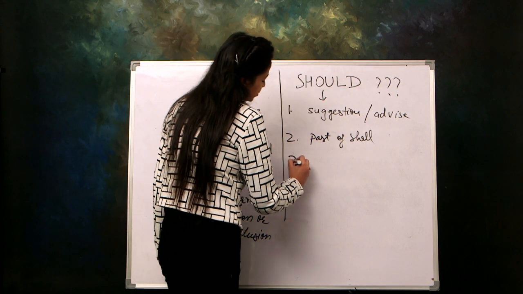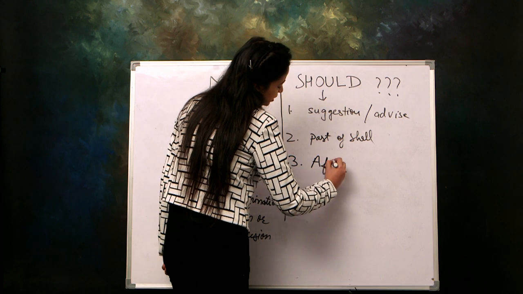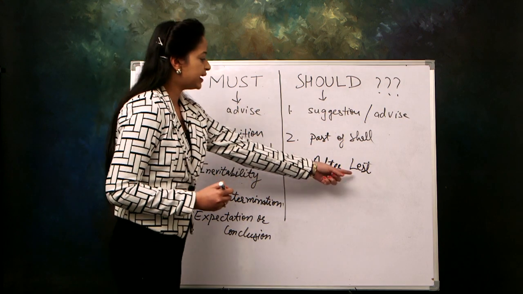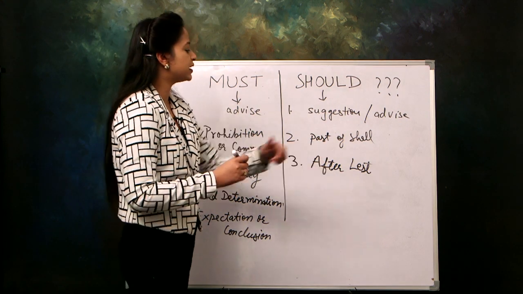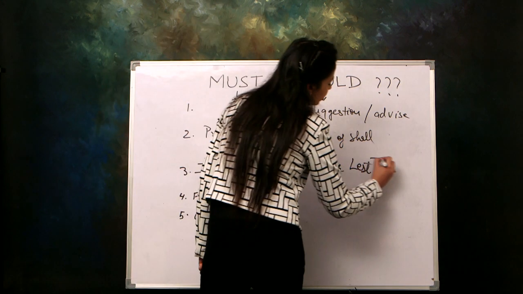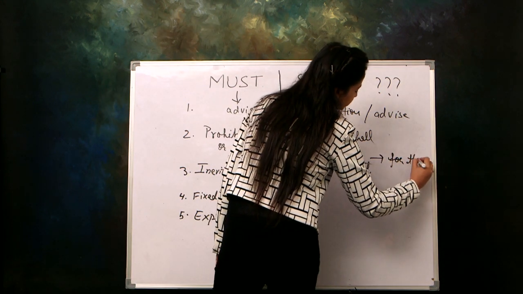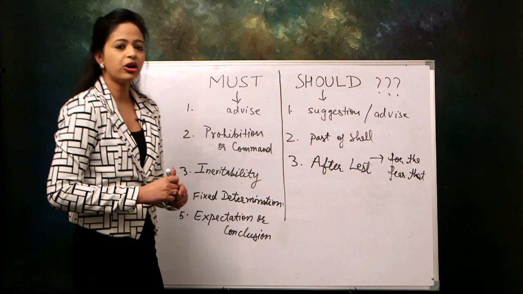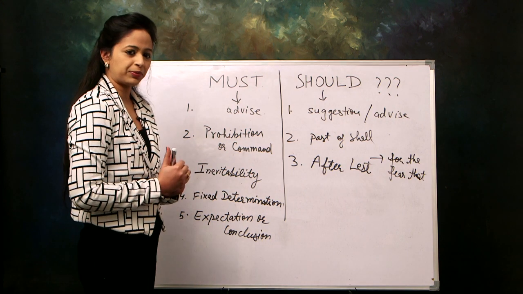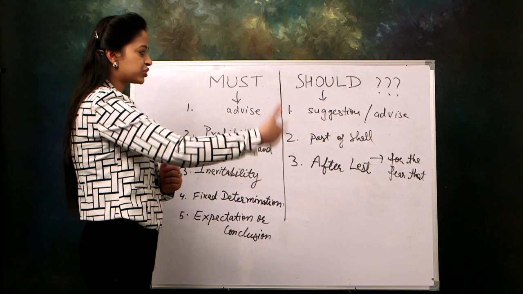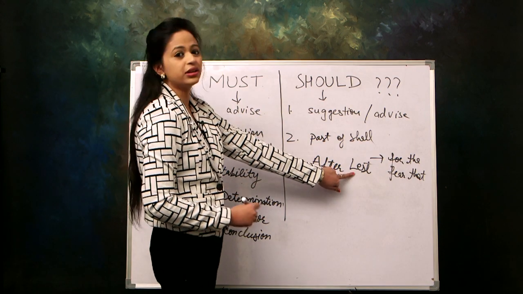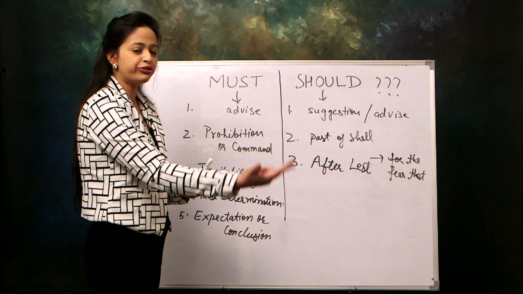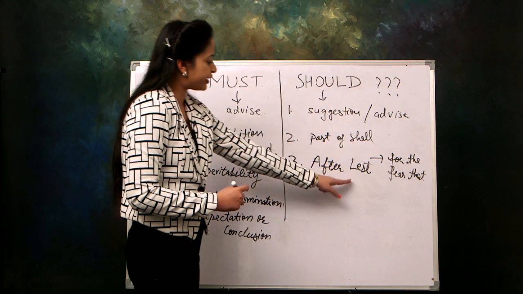Next use of should is we use it after lest. This is a very important point. Now, what do we mean by the word lest? It means for the fear that. For example, I want to say, walk slowly lest you should slip. So I am using should after lest, or I can say do exercise regularly lest you should fall ill. Again I am using should after lest.